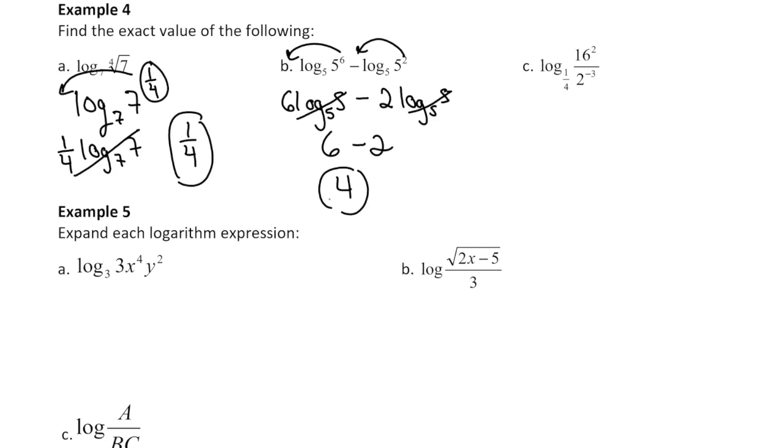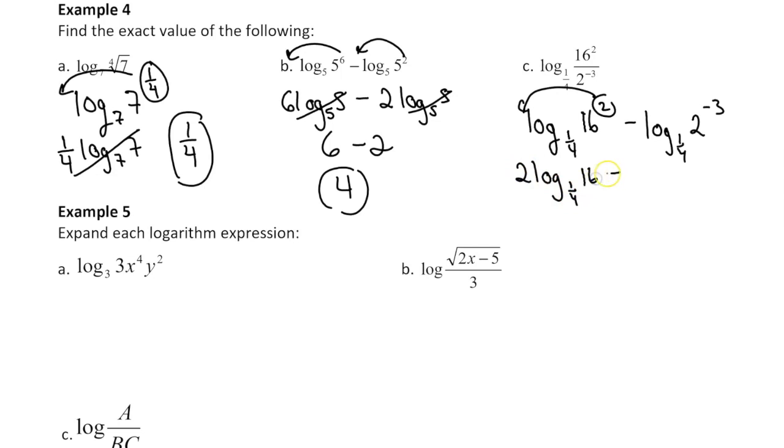And then for part C here, you could say log base 1/4 of 16 squared, yuck, subtract log base 1/4 of 2 to the negative 3. And I bet there's probably some ways we could clean this up a little bit better. Let's see what would happen. Let's see what we could do with this. This 2 we could kick in front here. And then you have 2 log base 1/4 of 16 subtract negative 3 log base 1/4 of 2.